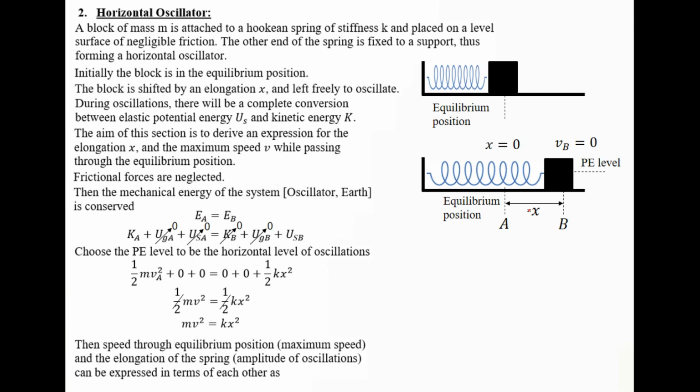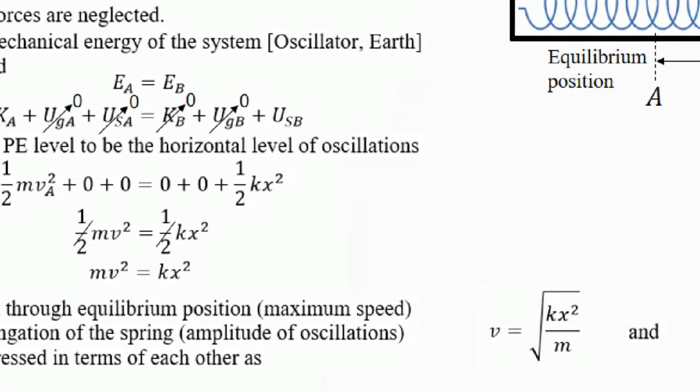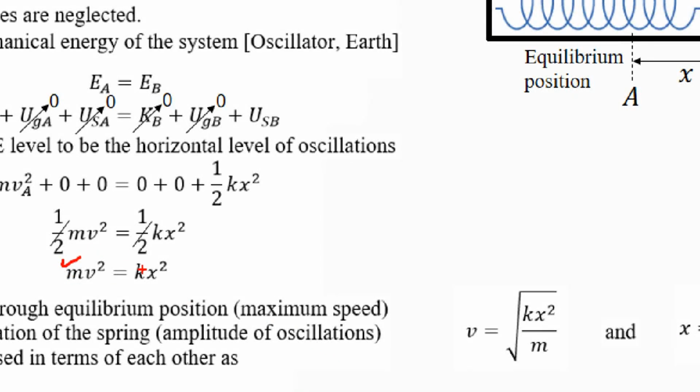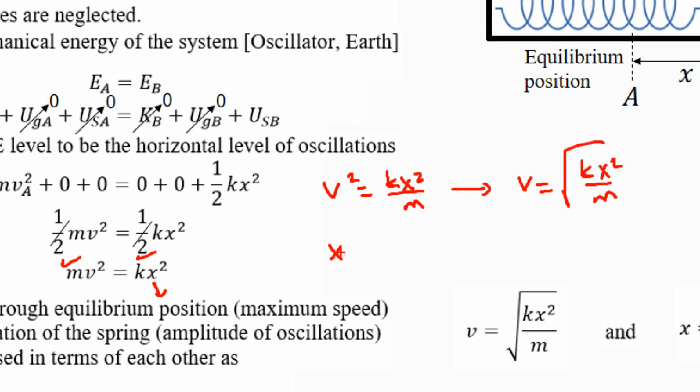These can be expressed in terms of each other, in which v is the square root of kx² over m, and x is the square root of mv² divided by k. So if you look carefully at this expression, suppose m and k are given. If we have the maximum elongation, this x is x max, then the speed v² is kx² divided by m, which means that v is the square root of kx² divided by m. Similarly, x can be written as the square root of mv² divided by k.